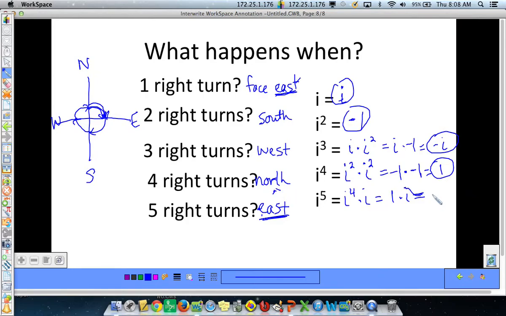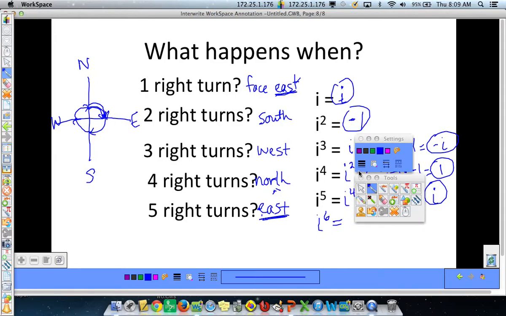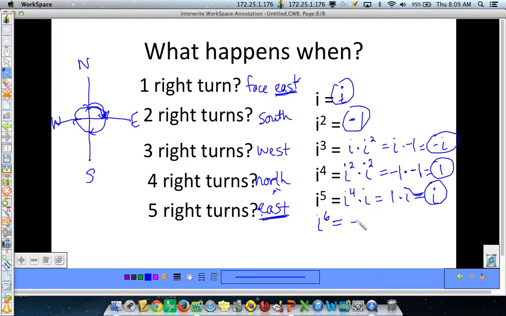Okay, so as you can see, every 4th power, you're back to the same simplified answer. So i to the 6th, if I kept going, would be the same as i to the 2nd. It would equal -1. i to the 7th would equal i to the 3rd. Every 4 powers, it equals the same thing. Okay, so that's an interesting pattern that you see when you take powers of i.